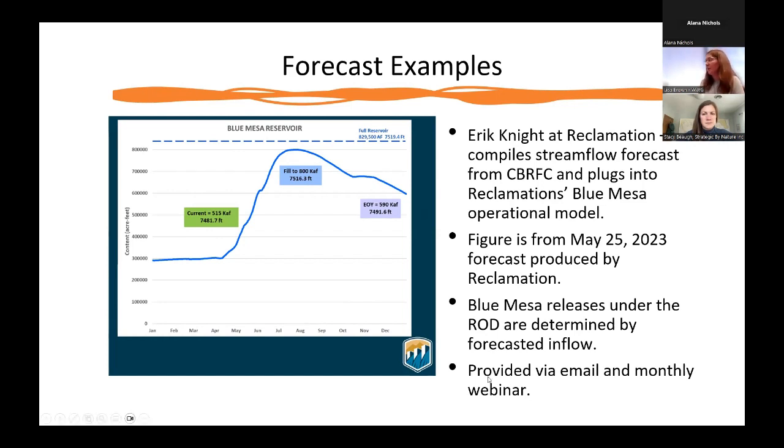Reclamation provides their forecasts by email, and then they also do a monthly webinar. They actually did one, I think it was last week. And they go through the whole situation of, here's your situational awareness in terms of where do they see the soil moisture, where do they see the snowpack, where do they see the forecast for both short term and then that 3-month outlook. So they're going through a lot of information and trying to make the best decisions they can based on where the forecast is looking.